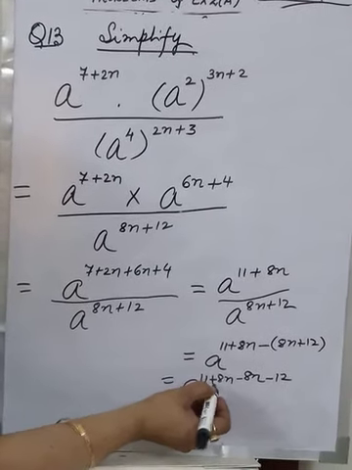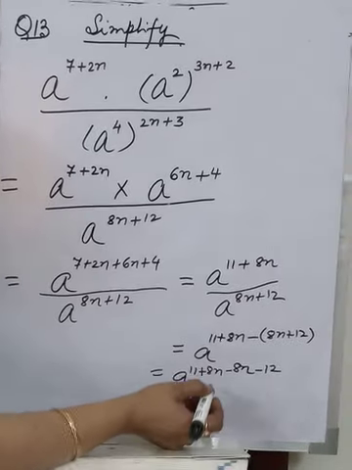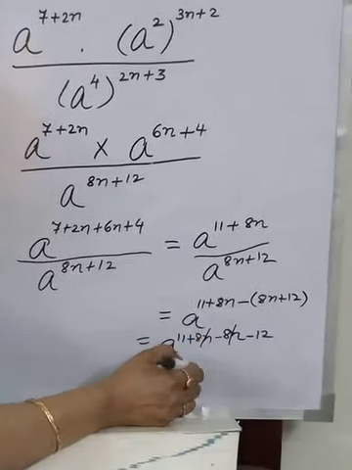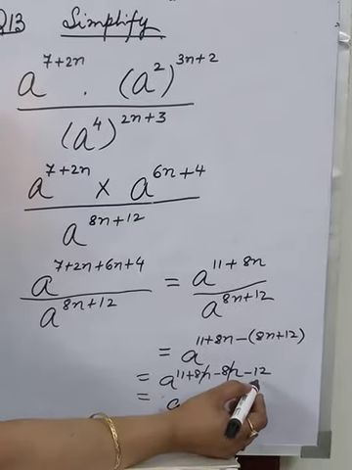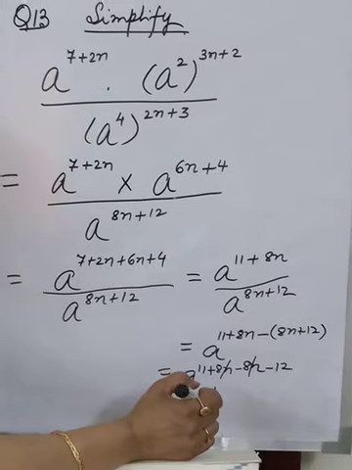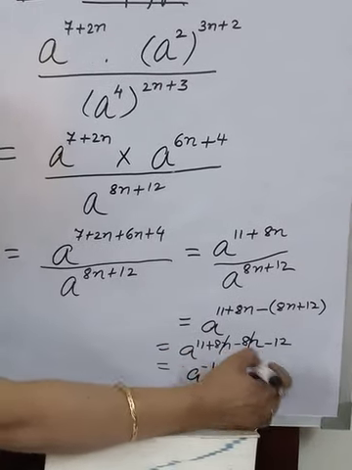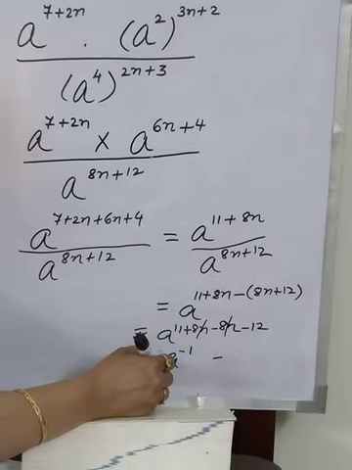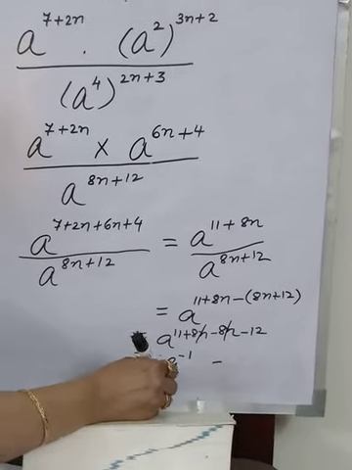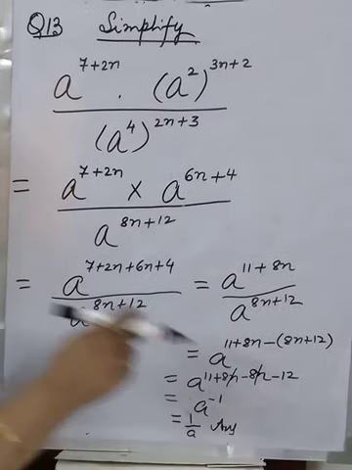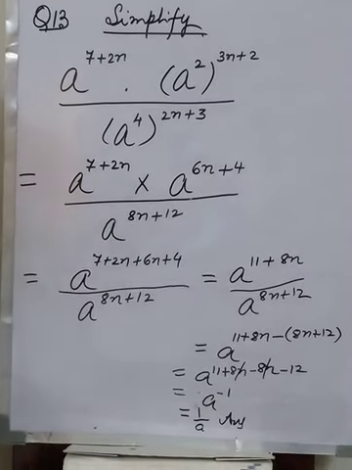This was plus 8n. So plus 8n and minus 8n get cancelled. What we get, plus 11 minus 12 will give you minus 1. A to the power minus 1, we never write the negative index, we write the reciprocal of it, that becomes 1 by a. And that is the answer. So the answer is 1 by a.